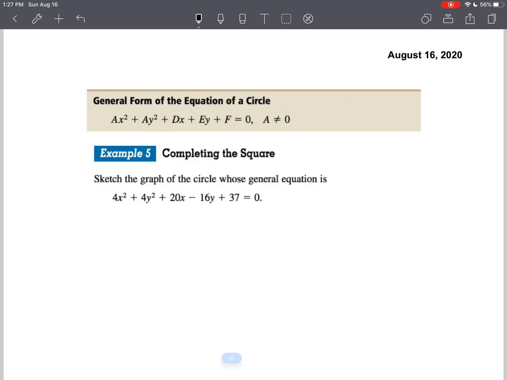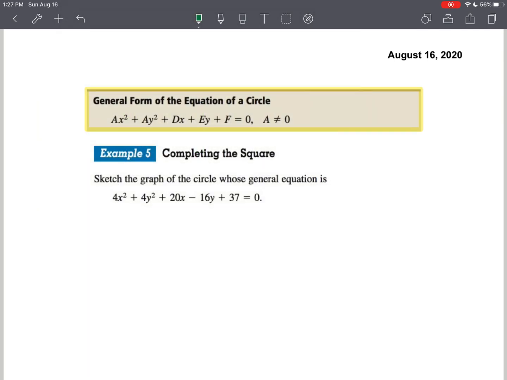Well, we were almost off the hook. We almost were able to get away with writing the equation of a circle without having to complete the square. And here we are, the general form of a circle. The general form of a circle does not give us the center, nor does it give us the radius. And that's what we need in order to sketch the graph.